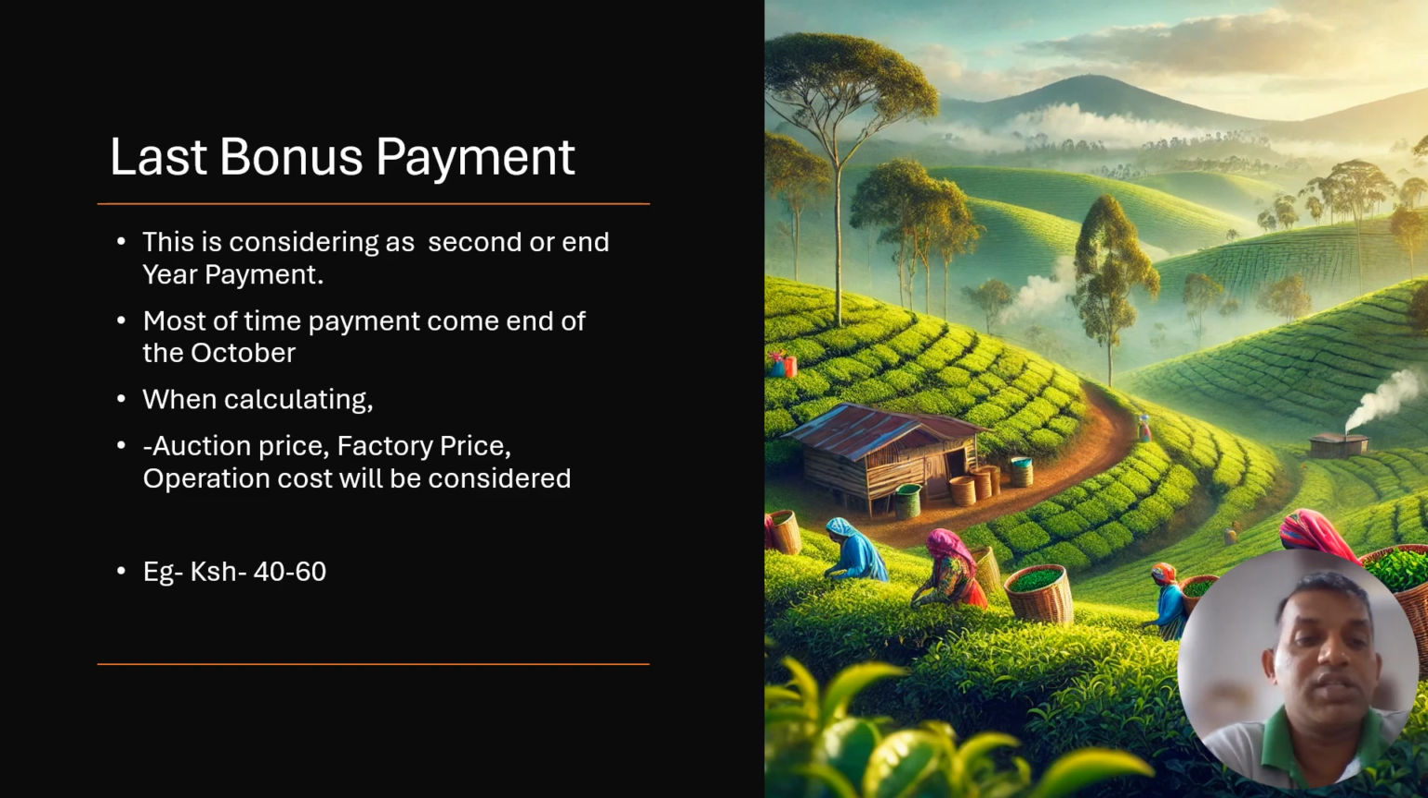When they calculate this price, they consider the auction price, the factory price, and the operational cost. Based on these factors, they calculate the bonus price per kilogram. As an example, Kenyan shillings 40 or 60, amounts like that per kilogram. This is the second payment we consider. This is a bonus payment.